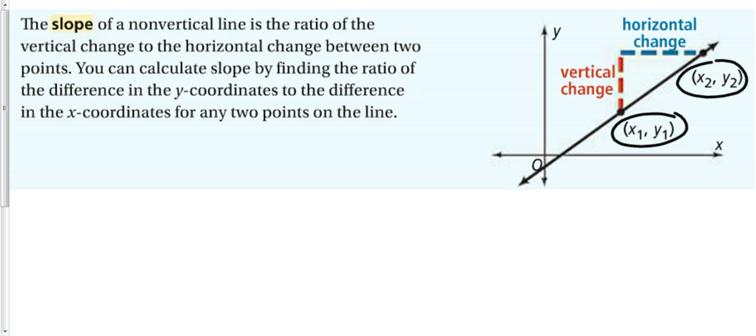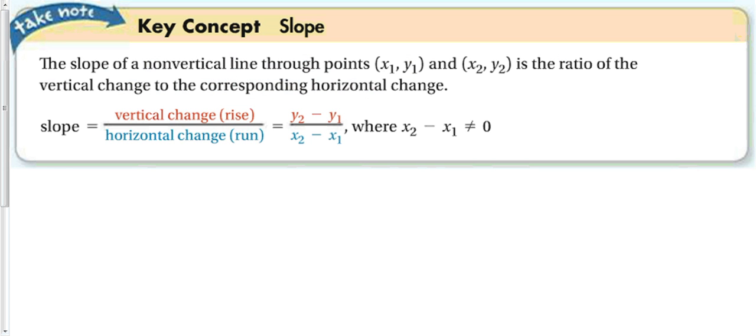And you can see that my vertical change is here in the red, and my horizontal change is here in the blue, okay? And when we talk about our slope, we want to calculate the ratio between those two. And we can calculate it by finding the difference in the y coordinates over the difference in the x coordinates for any 2 points on this line. So if we knew this vertical change, and if we knew this horizontal change and we divided the two by each other, we would have the slope. And here's my formula for that.